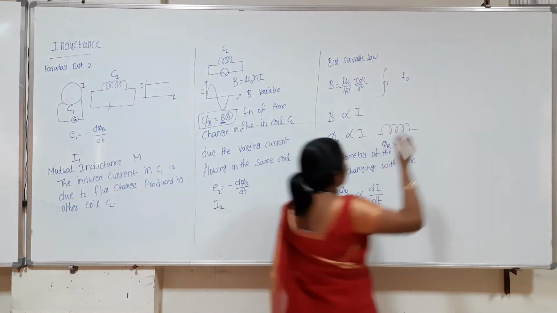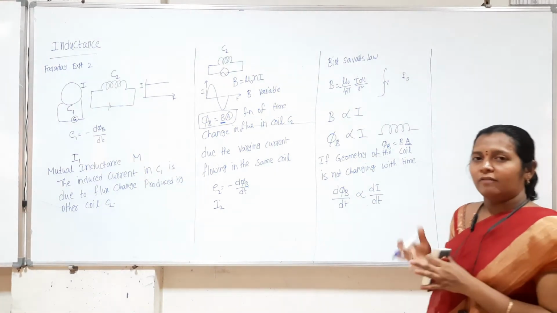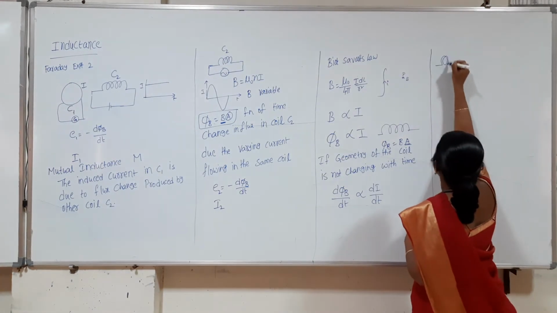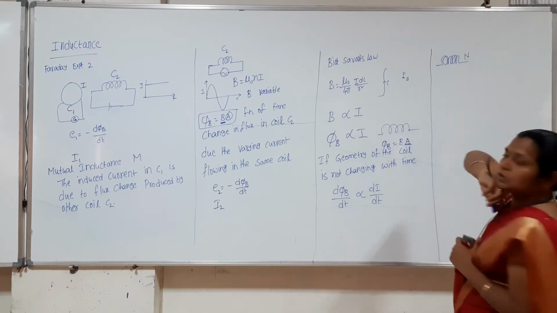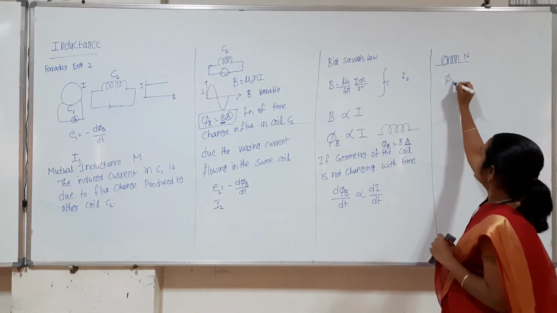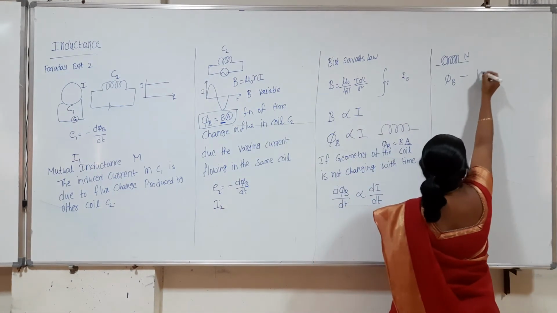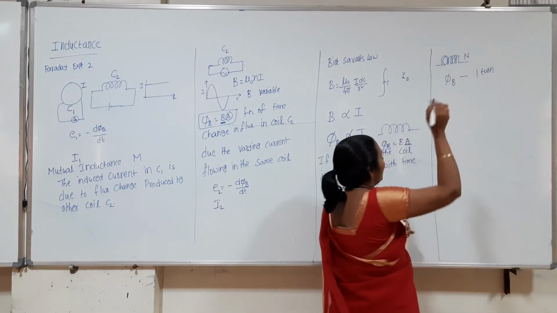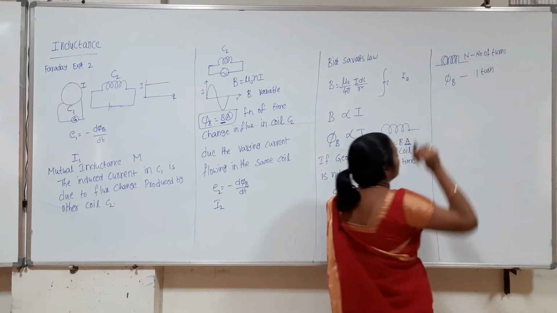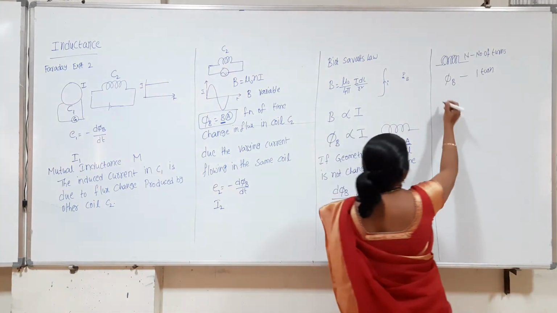Now in place of a single turn, let us consider a coil in which we have closely wound n number of turns. The magnetic flux linked with each turn is phi B. For one turn, it is phi B. If I have a coil having n number of turns, the total magnetic flux linked with this coil is given by the flux linkage.